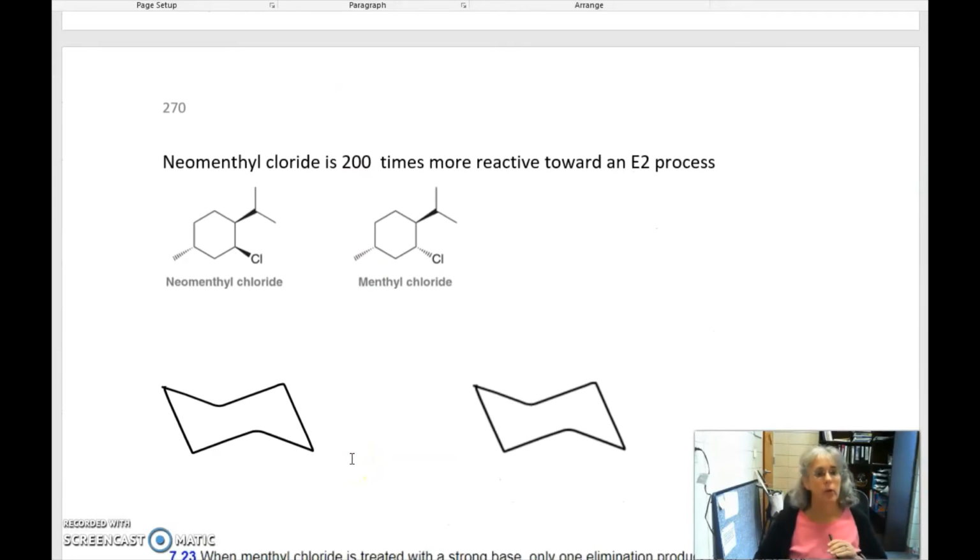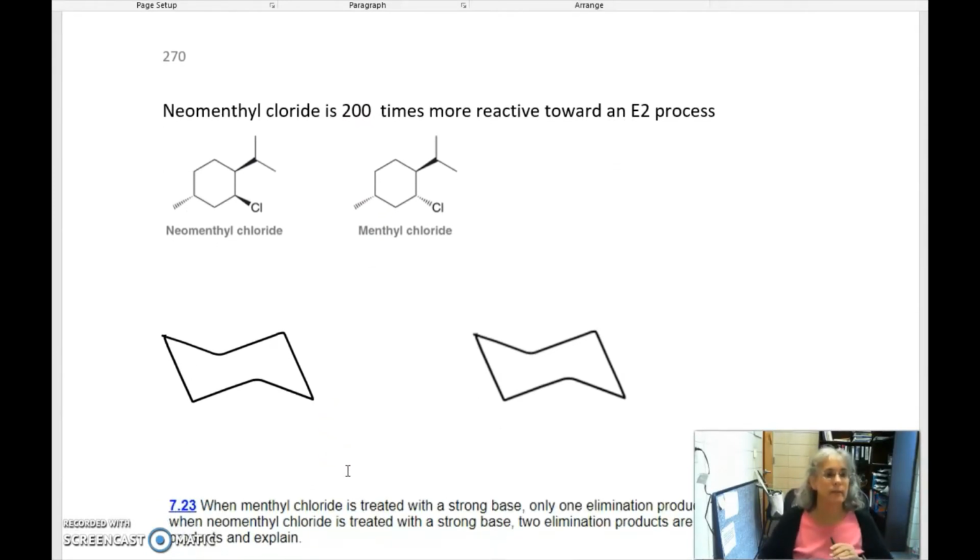And so this will not undergo an E2 reaction because there is no hydrogen in the appropriate place. Okay, so neomenthyl chloride is 200 times more reactive. It's got this group that's going to want to be in an equatorial position, and it's in the up position.